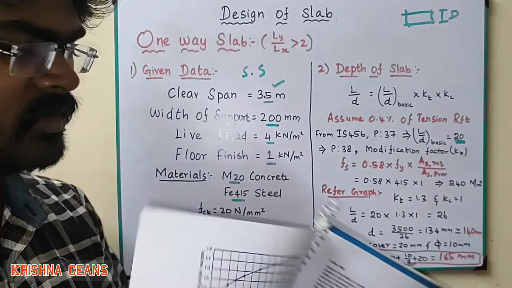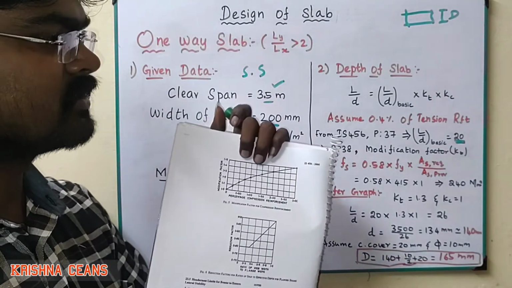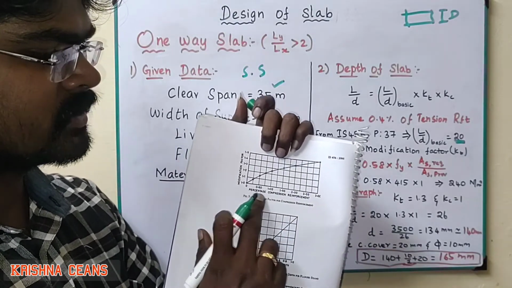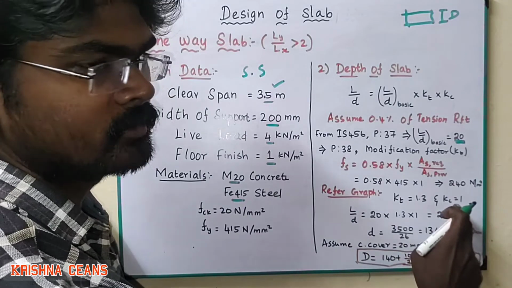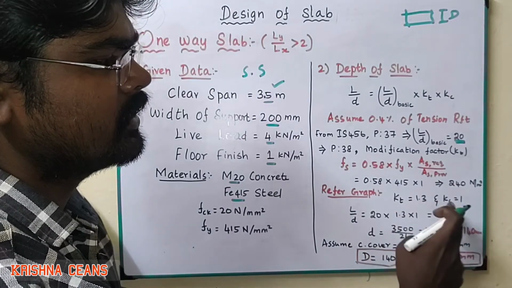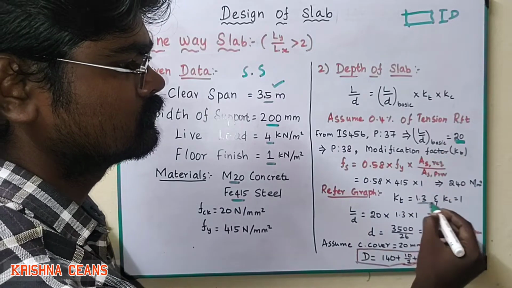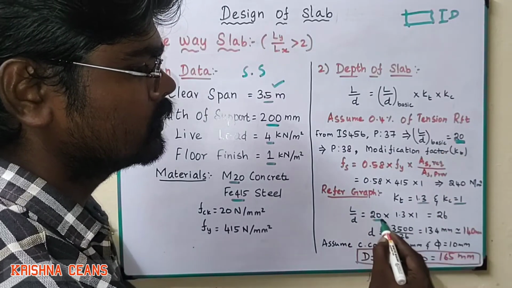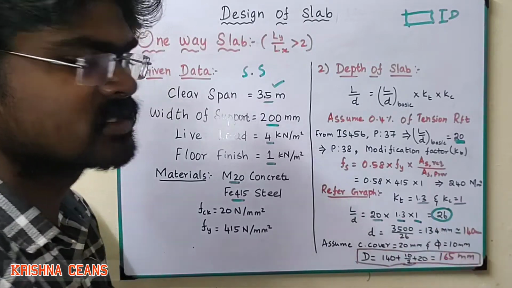We have to refer for the compression reinforcement. Here we have considered the compression reinforcement as 0, so the percentage of compression reinforcement is 0, and we consider the factor as 1. So KT is 1.3, KC is 1, L by D basic is 20. So 20 into 1.3 into 1 is equal to 26.